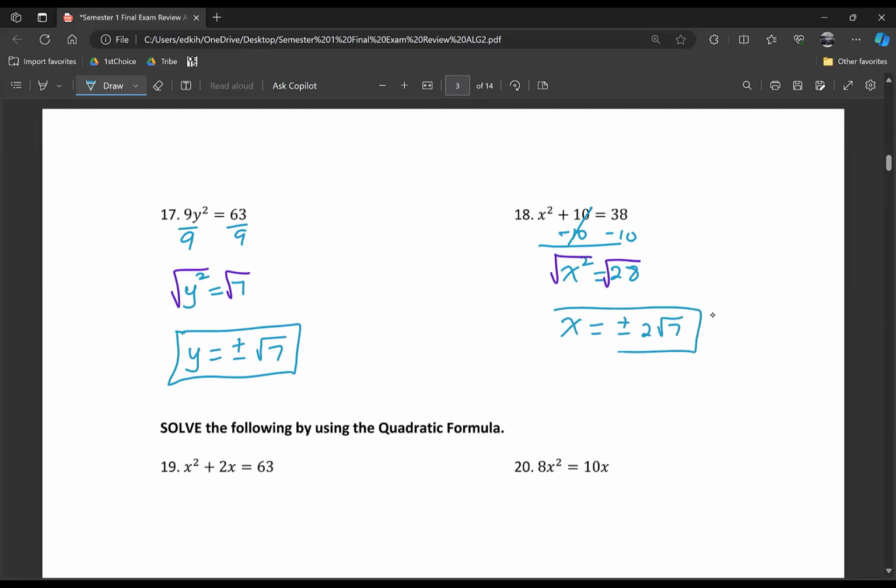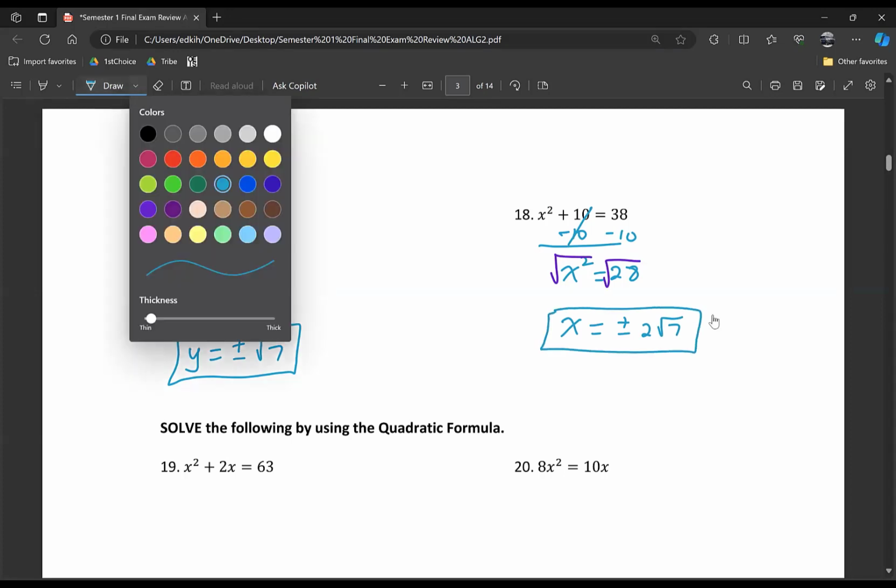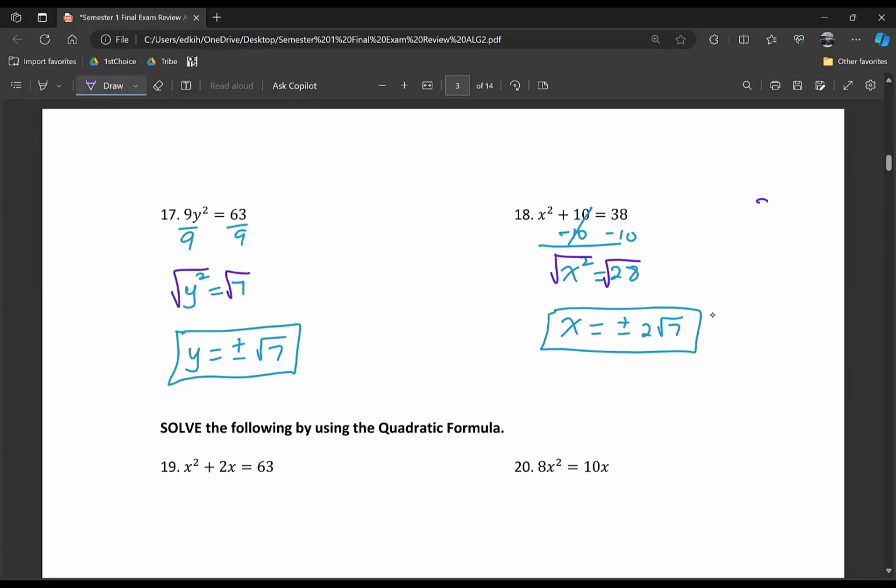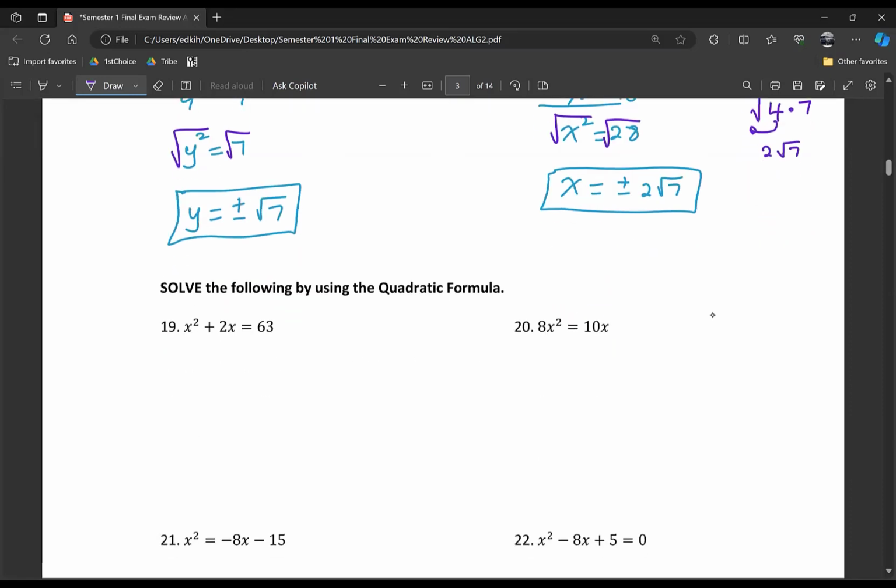If you're wondering how I got the 2 root 7, maybe I'll illustrate that real quick. The square root of 28 can be broken down further. Two numbers that multiply to 28, where one of them has a square root, are 4 and 7. So the square root of 4 is a 2. That's how the 2 ends up going outside of the root, and you're left with a root 7. That's how I have a 2 root 7.